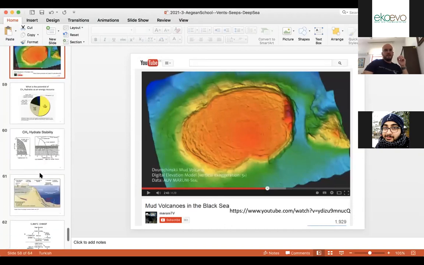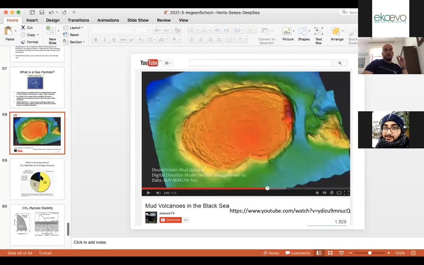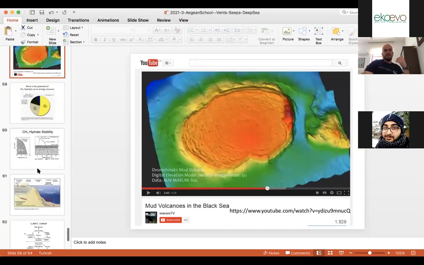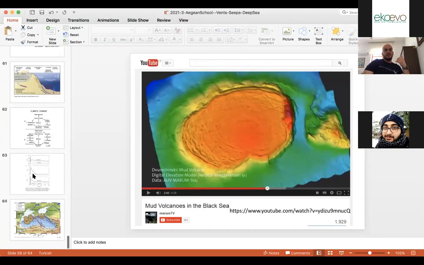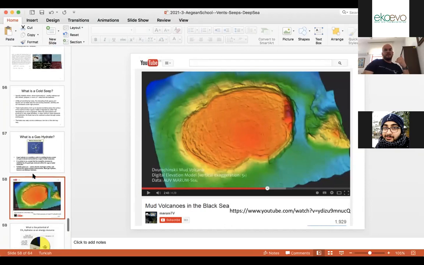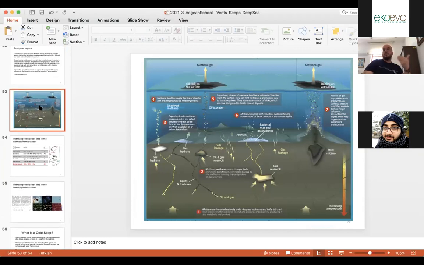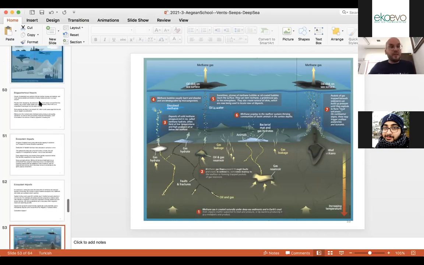I'm trying to go fast, but just for you to know, these hydrothermal vents or gas seeps, I'm trying to find a photo of a gas seep ecosystem, but I couldn't. They also increase the biodiversity in the deep sea through different pathways, and basically enable chemosynthetic life in these ecosystems.